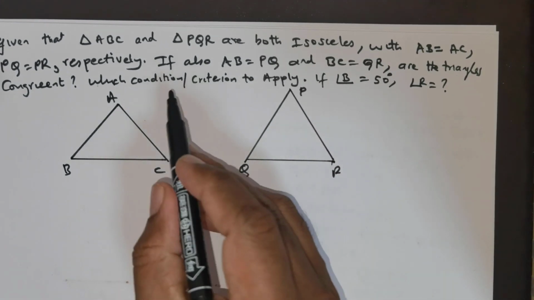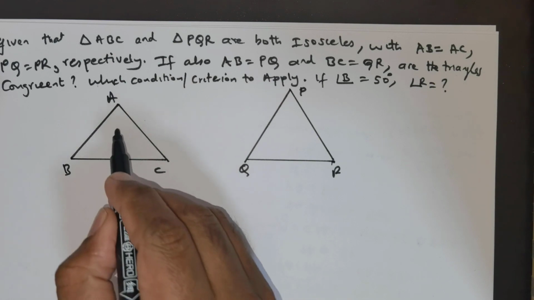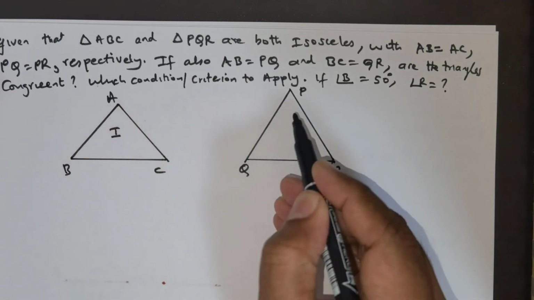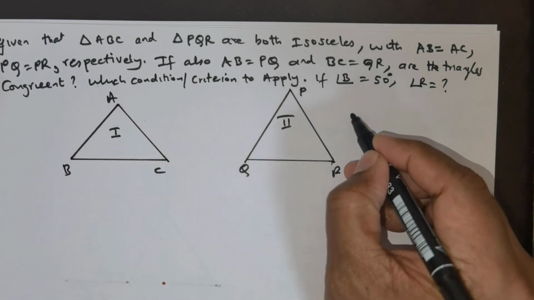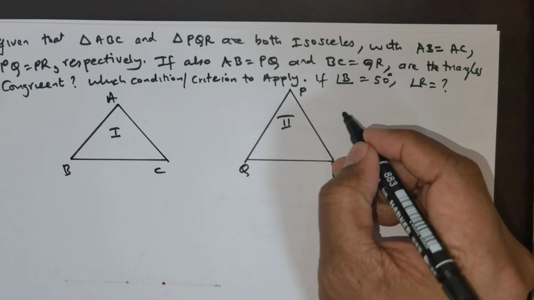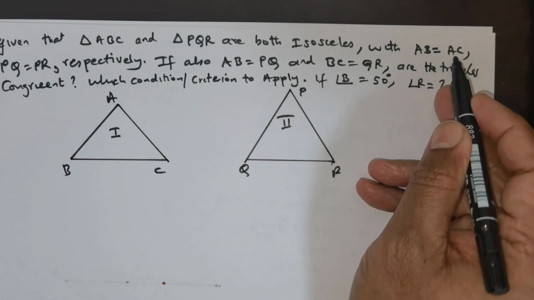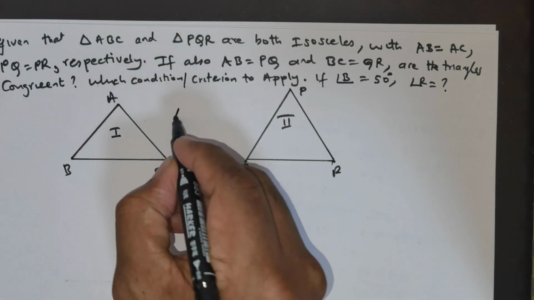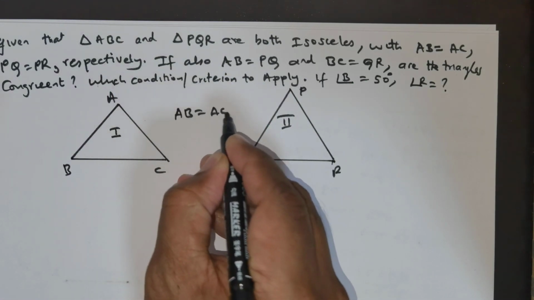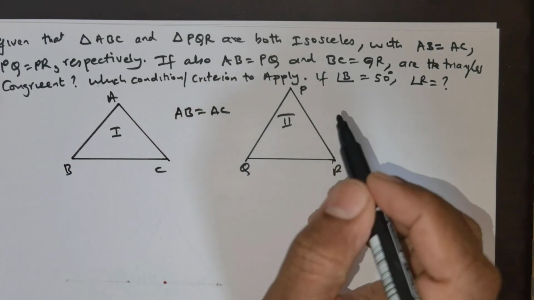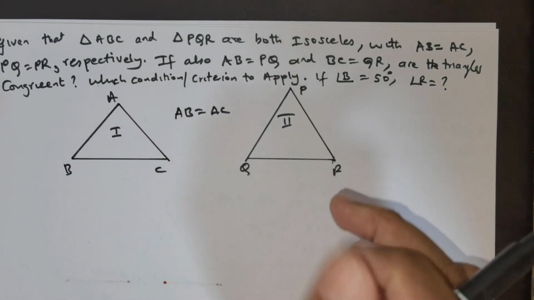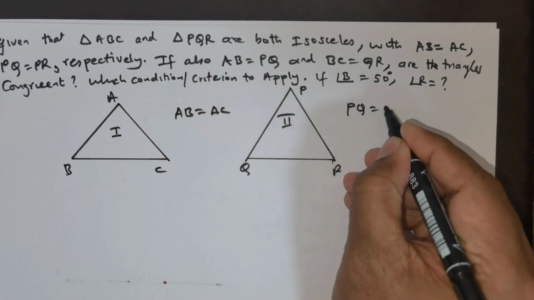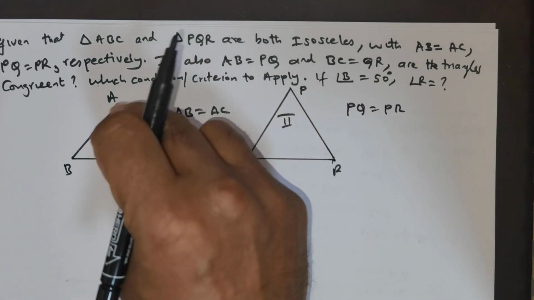Now, triangle 1 and triangle 2, both of them are isosceles, right? So AB is equal to AC. So let me write that down. AB is equal to AC, and PQ is equal to PR. So both the sides are equal.